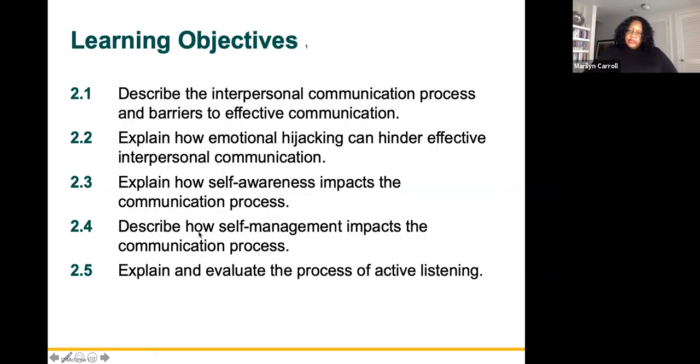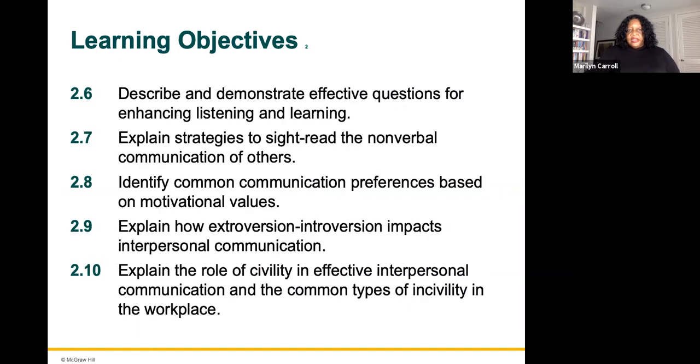We're going to describe the interpersonal communication process and the barriers to effective communication. We're going to explain how emotional hijacking can hinder effective interpersonal communications, and how self awareness impacts the communication process, as well as describe how self management impacts the communication process, and explain and evaluate the process of active listening. In addition, we're going to describe and demonstrate effective questions for enhancing listening and learning, and explain strategies to sight read the nonverbal communications of others.